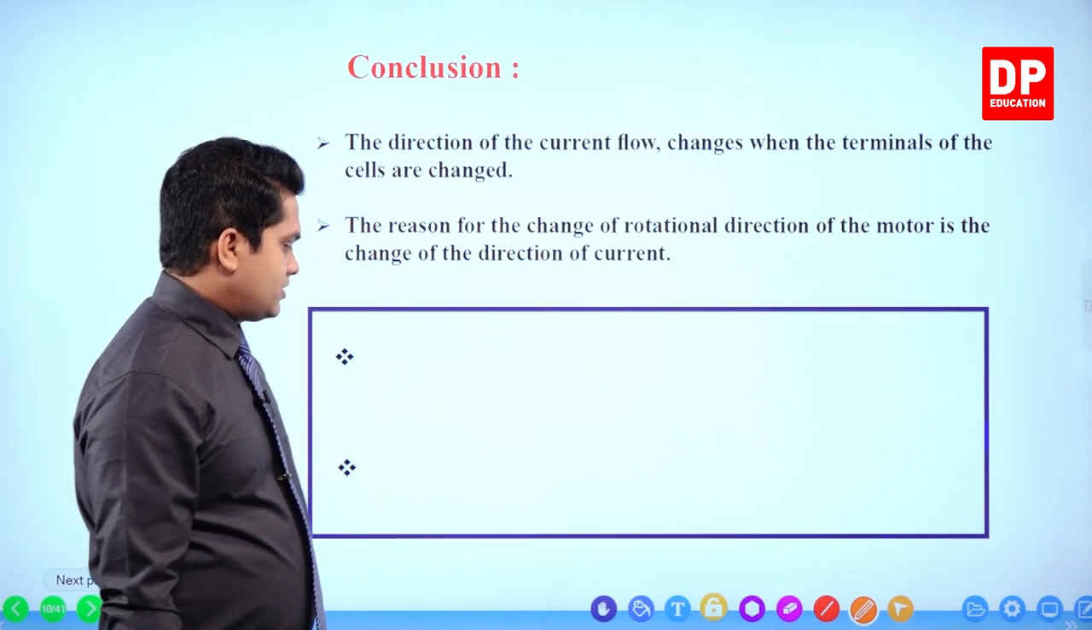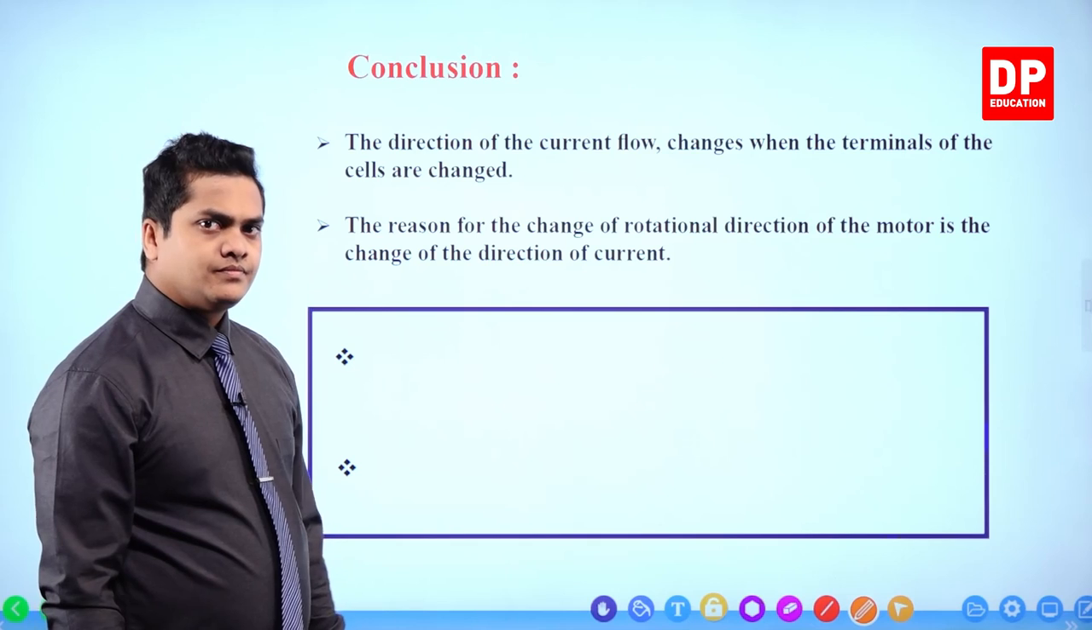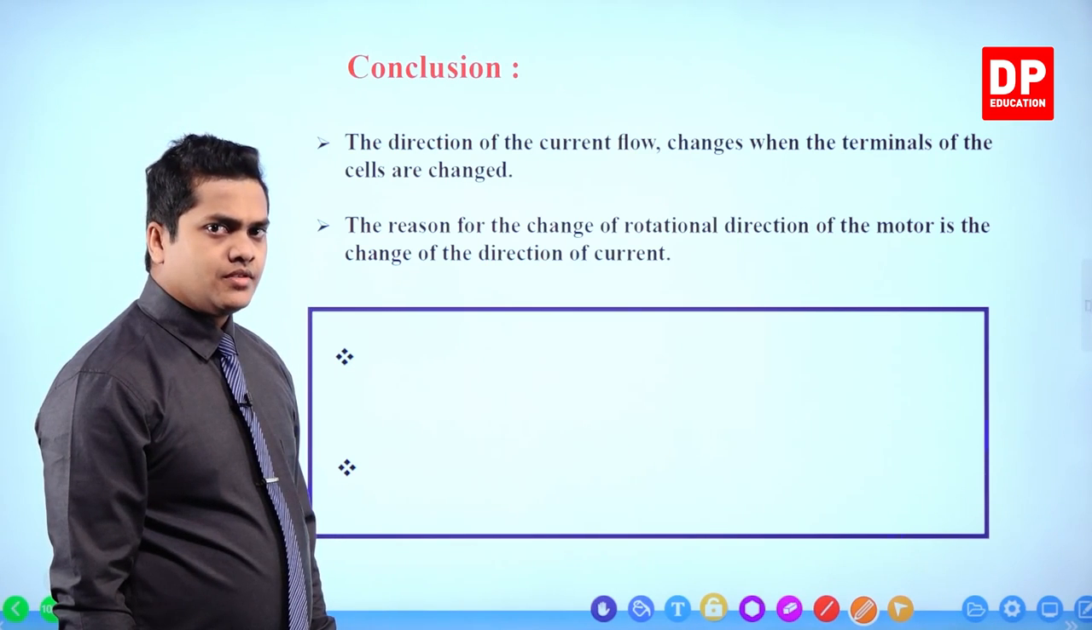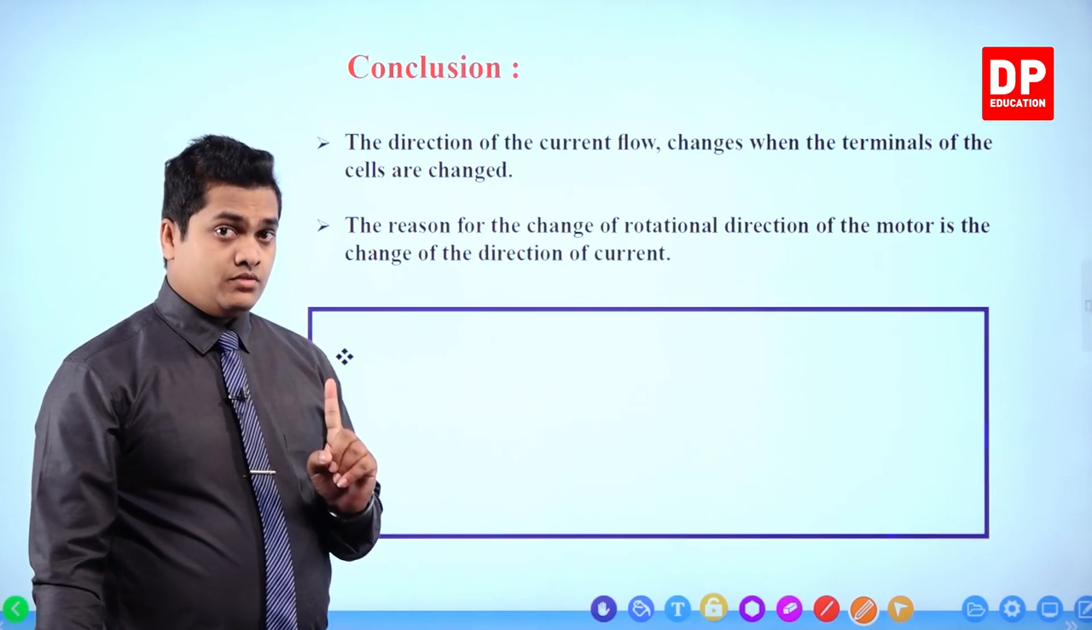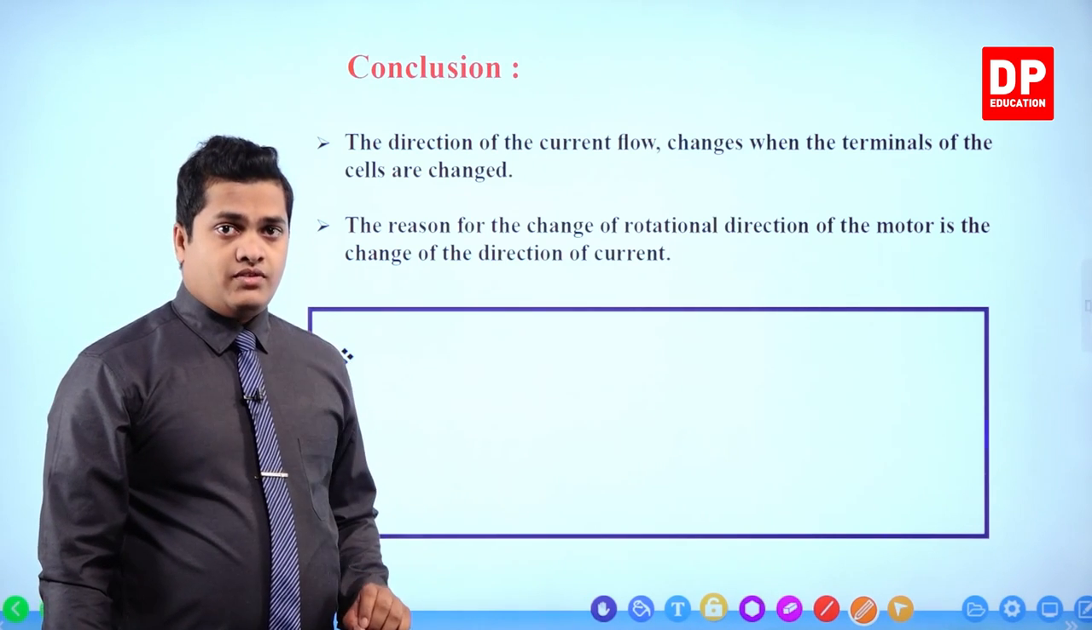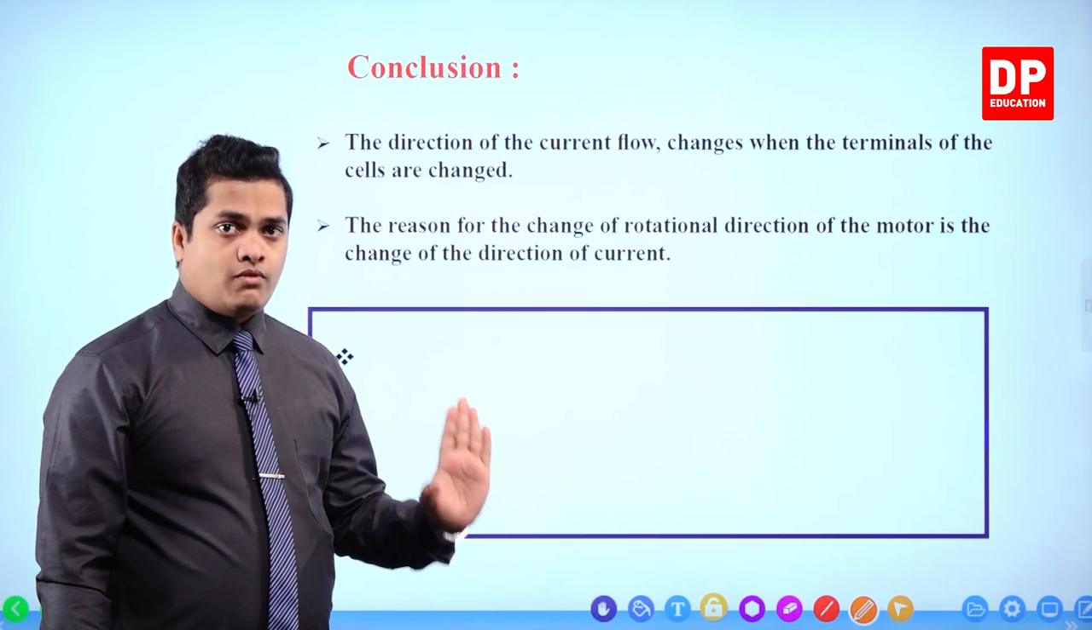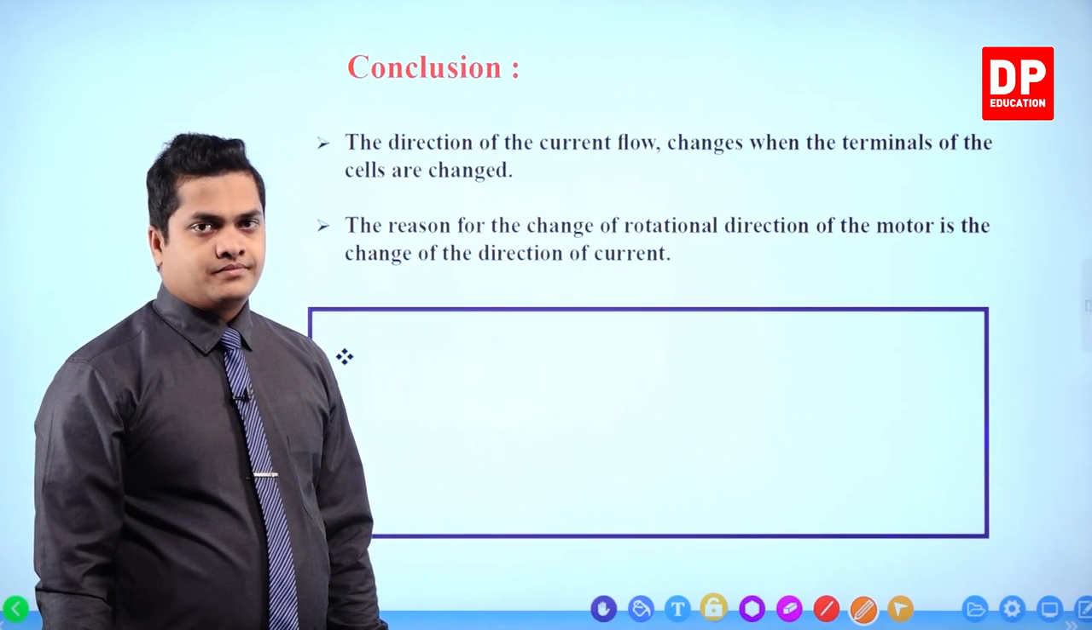So you are given a box with two points. What are those two points? The two points are really simple. Number one, current is always flowing in one constant direction.